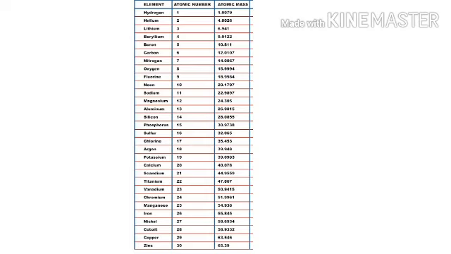Here is the list of atomic masses of the first 30 elements in the periodic table. Write it down in your notebook and study it.